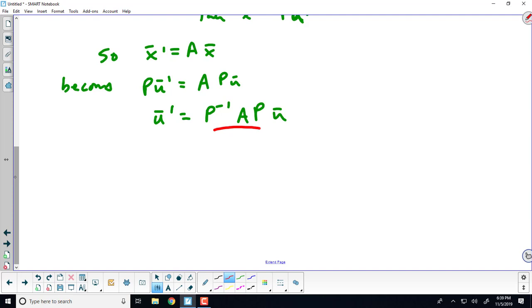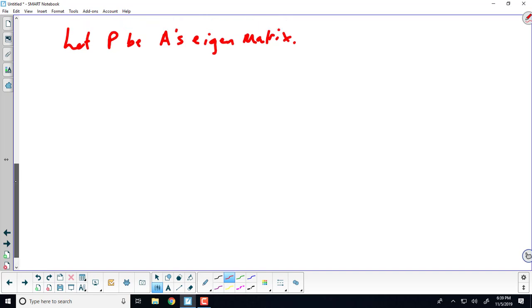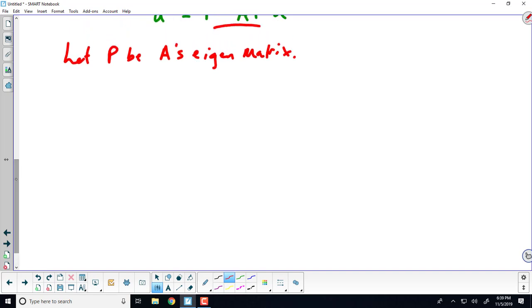Okay. So far I haven't said what P had to be, but let's let P be A's eigenmatrix. And let's see what happens. Okay, so remember that's the term eigenmatrix that I gave you before.